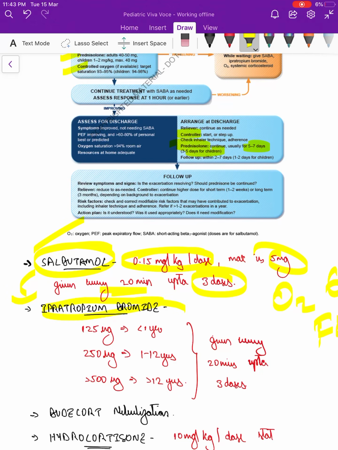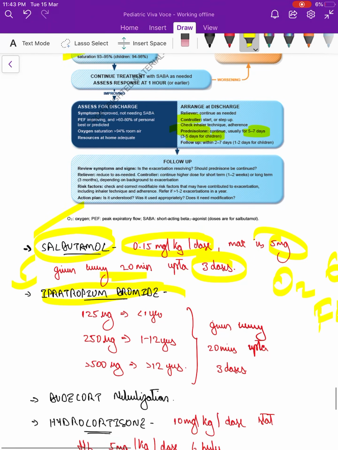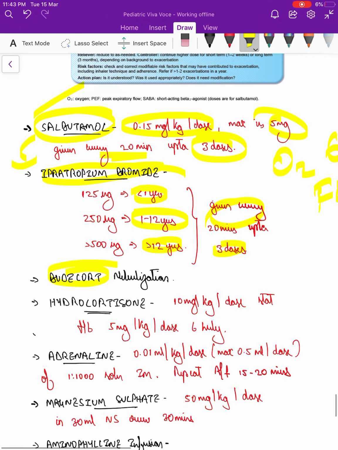After that, what can we give? We can give ipratropium bromide. Why ipratropium bromide after salbutamol? Because ipratropium bromide acts better on an airway that is already salbutamolized. What is the dose? 125 micrograms for less than 1 year, 250 micrograms for 1 to 12 years, and 500 micrograms for more than 12 years. This is also given every 20 minutes up to 3 doses. Then we can give budesonide nebulization.